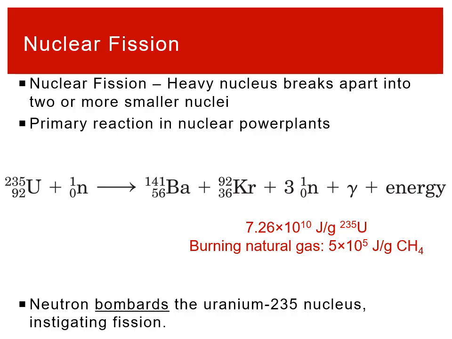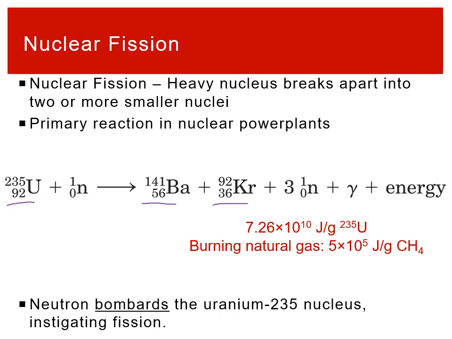In functional nuclear power plants, fission is the main process that we use. So uranium-235 is a potential candidate. You shoot a neutron at it. The neutron bombards the uranium-235 nucleus, and fission is instigated. So you can see that we start with one large nucleus, and then we get two products out. So two daughters, barium-141 and krypton-92 in this case.